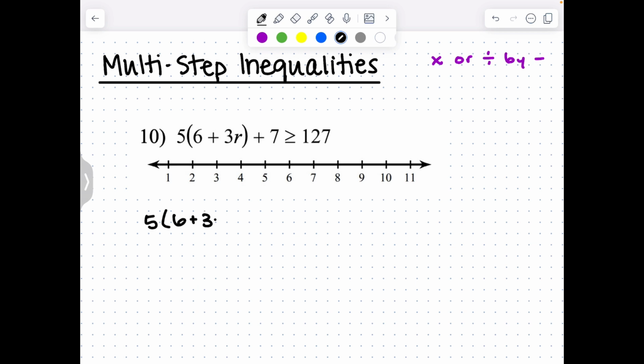So I'm going to rewrite these so I have some space to work. Now you have lots of options on things to do first. Like, let's do something crazy. Let's subtract the 7 first. Y'all thought I was going to distribute the 5, didn't you?